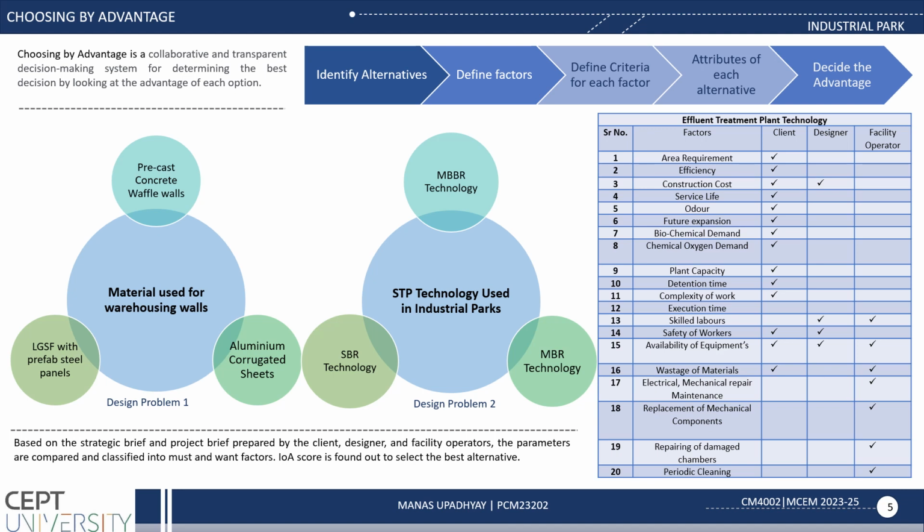After all the project brief from the client, designer, contractor and facility operator, we come up with the cost comparison. For light gauge steel framing, 150 rupees per square feet is required. For aluminium corrugated sheet, 95 rupees per square feet is required. For precast concrete panels, 90 rupees per square feet is required. Precast concrete walls are the most cost effective option as per square feet.